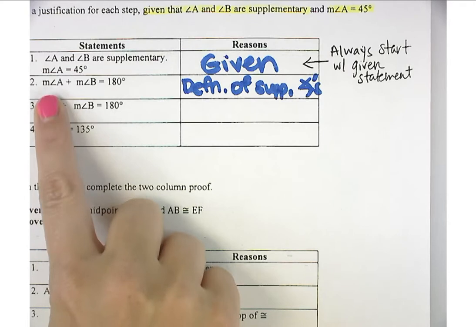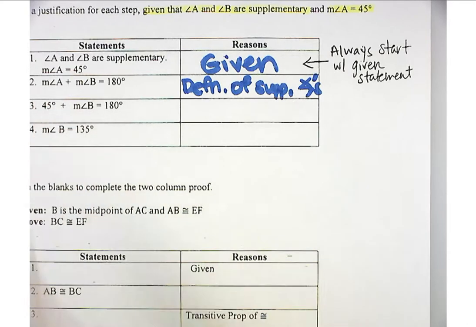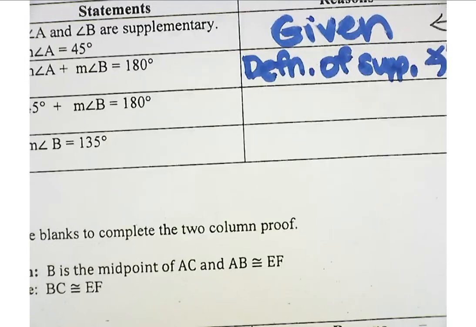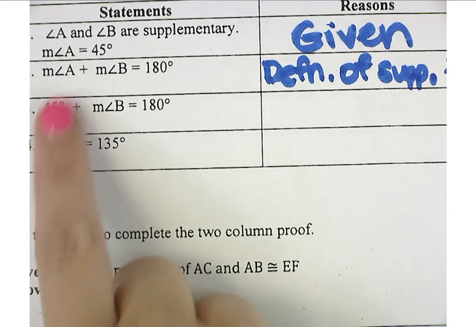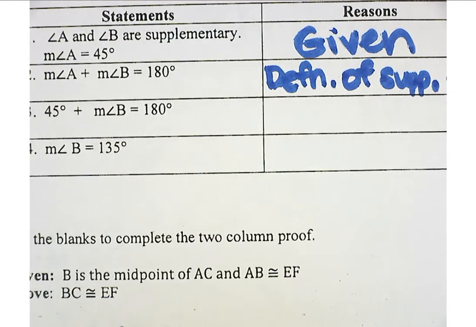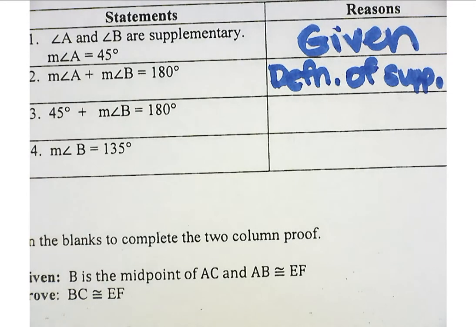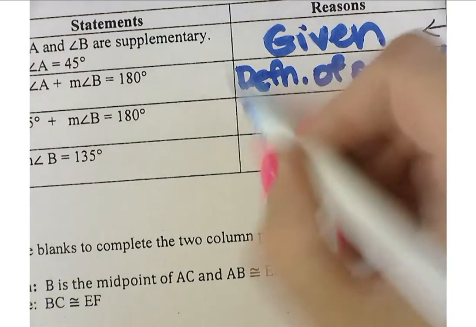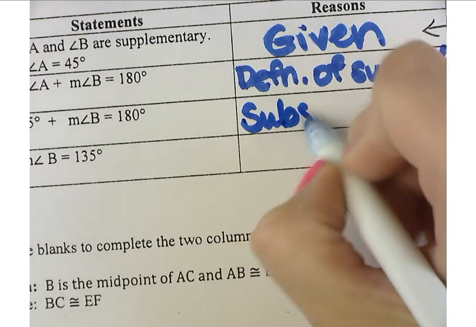So let's look at what happened from one step to the other. Okay. So the only thing that happened, Brendan, what do you notice from the equation in part 2 to the equation in part 3? I changed measure of angle A to 45 degrees. Okay, and then do you know what we call that? Substitution. Yes. Okay, so we knew that the measure of angle A was 45, so we could substitute that into our equation.